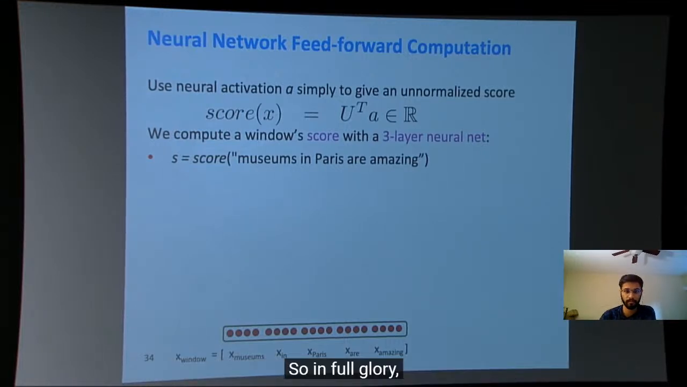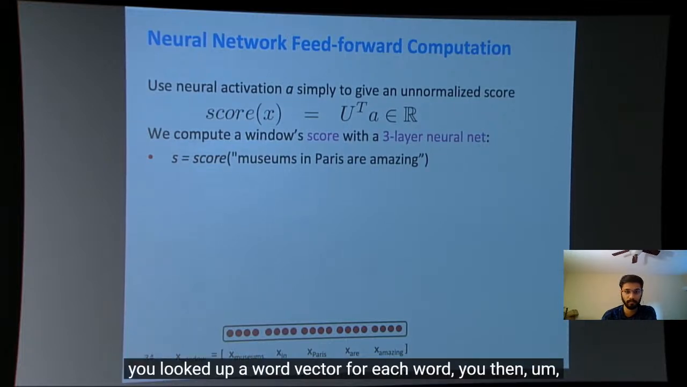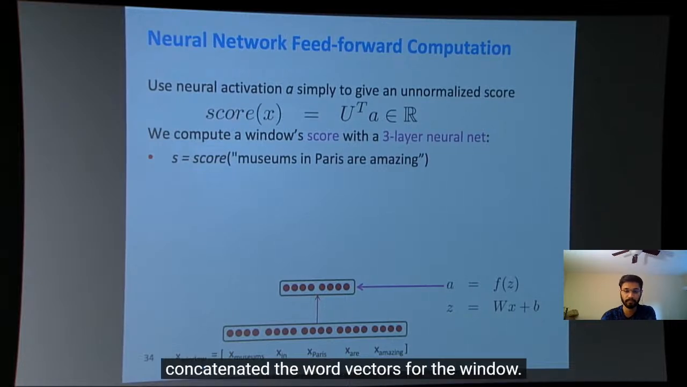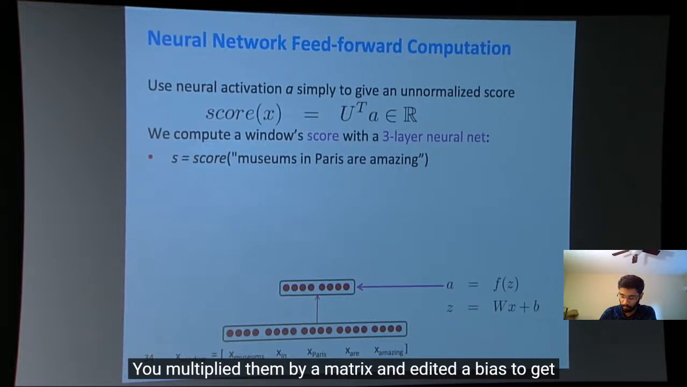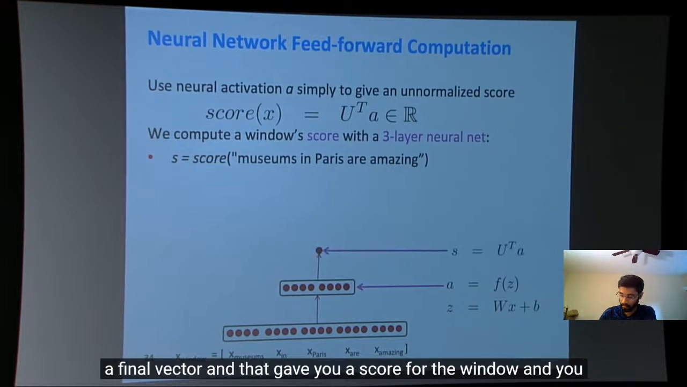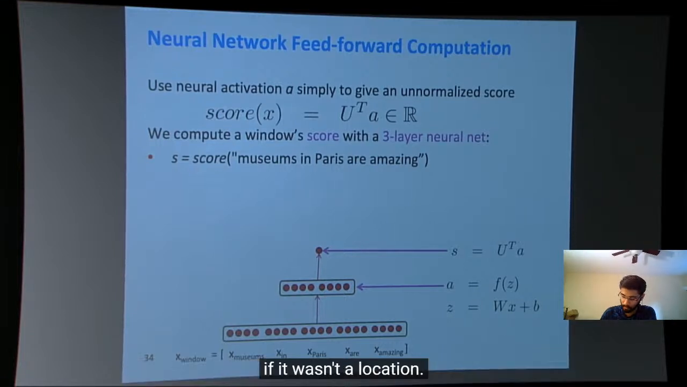So in full glory, what you had is this window of words. You looked up a word vector for each word. You concatenated the word vectors for the window. You multiplied them by a matrix and added a bias to get a second hidden layer, which is A, and then you multiplied that by a final vector, and that gave you a score for the window, and you wanted the score to be large if it was a location and small if it wasn't a location.